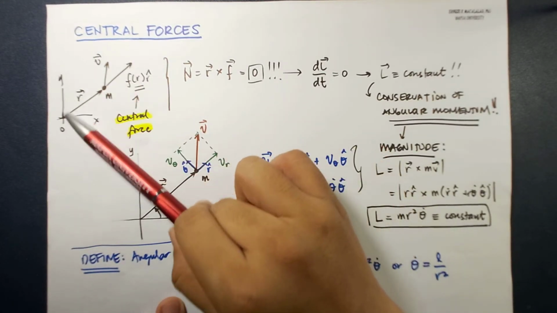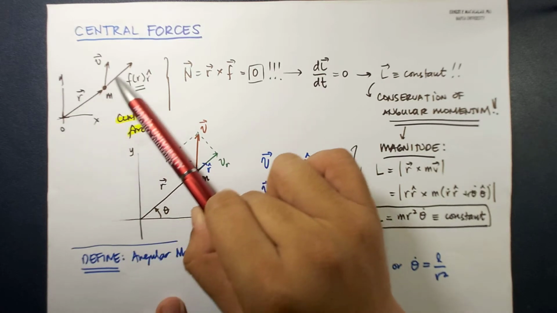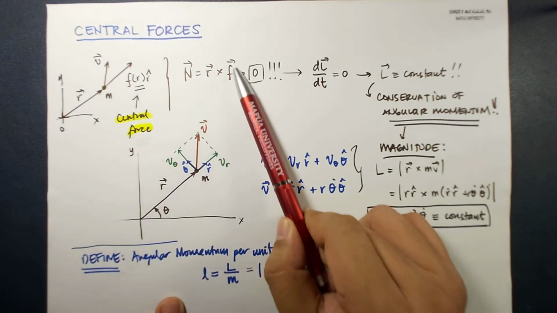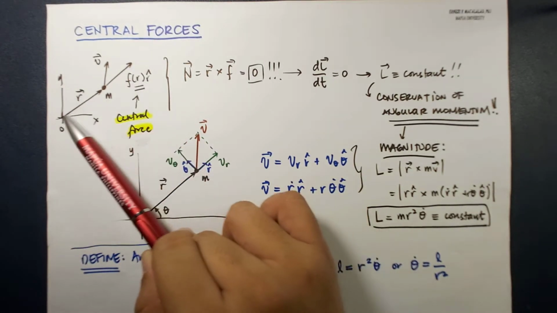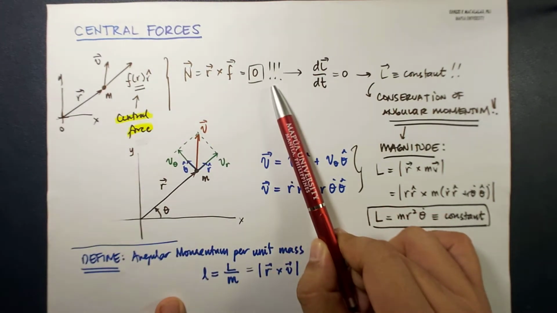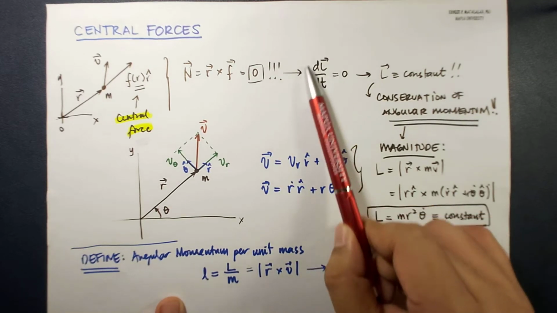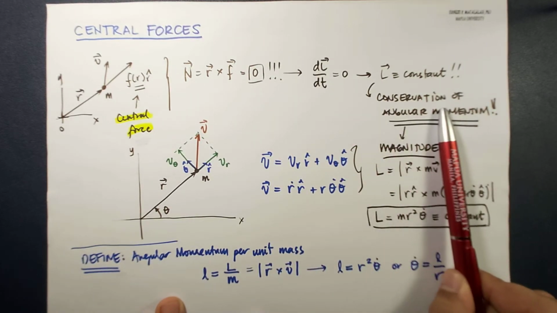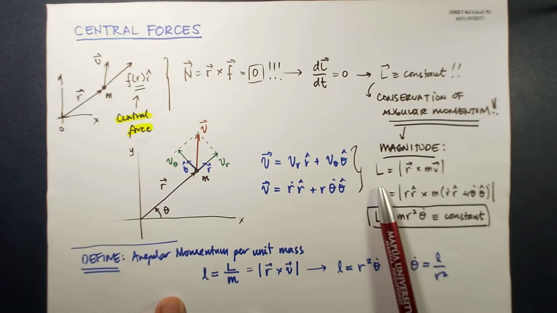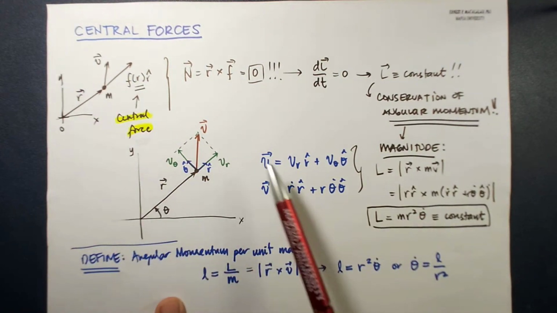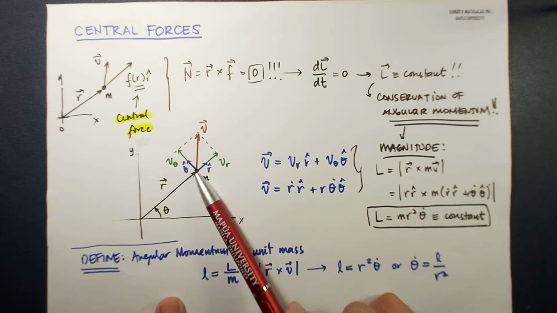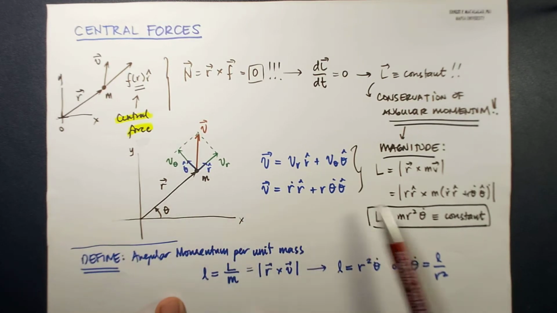Because F and r lie along the same line, the central force will cause no torque on your particle. The consequence of that zero torque is that your angular momentum is conserved. The magnitude of angular momentum is the absolute value of r cross mv, where r is the position vector and v has two components, the radial component and the transverse component. Computing the magnitude, we end up with m r squared theta dot, and this is a constant.